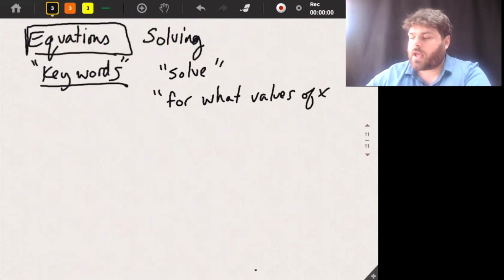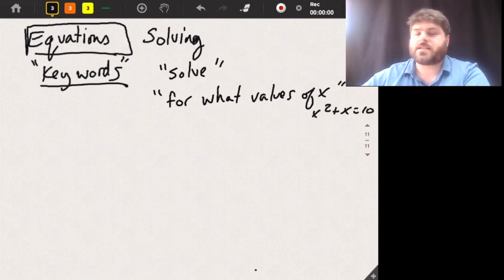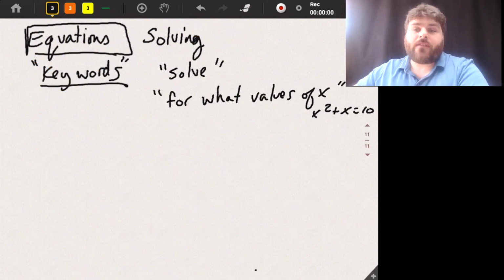Right? And then it'll say, well, for what values of x does x squared plus x equal 10? It'll say something like that. But what you're looking for is for what values of x. That's the key there. Okay?